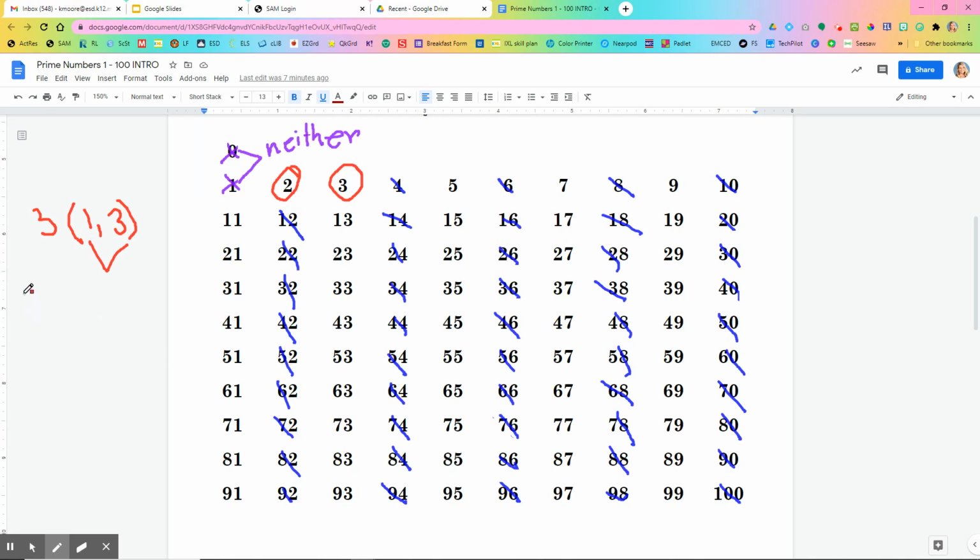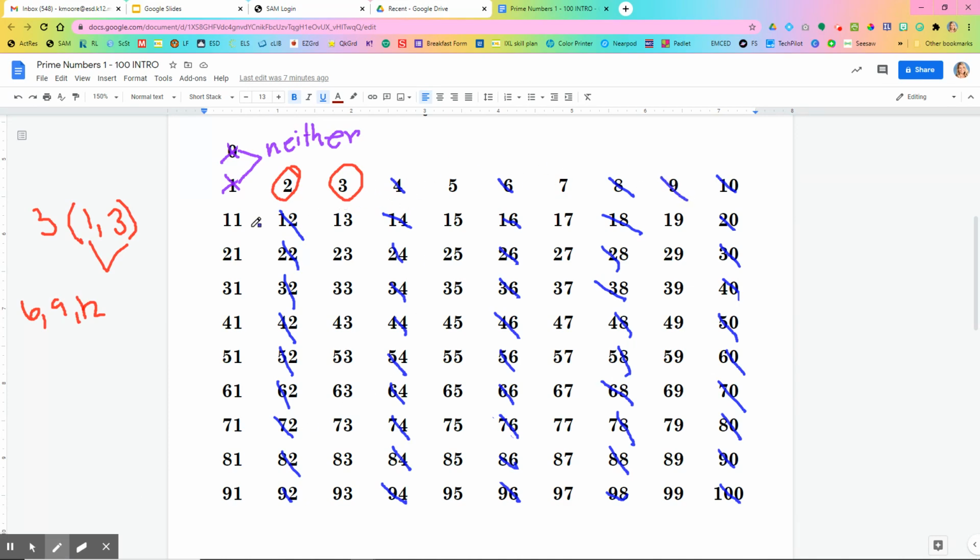But all of my multiples of 3 after 3 times 1, 6, 9, 12, all of those need to be marked off because 3 will evenly divide into them. They like 3. They like more than 1 and themselves. So I need to mark off all of my multiples of 3.